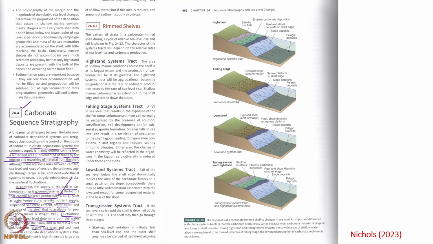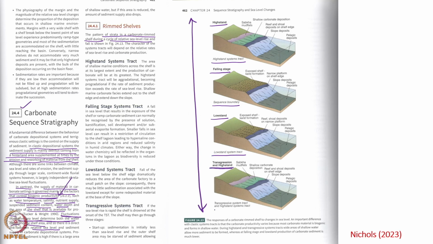We are going to see now the pattern of strata in a carbonate rimmed shelf during cycles of relative sea level rise and fall in this figure. We are going to consider a high stand, a falling stage, and the corresponding high stand systems tract, sequence boundary, respectively low stand and the corresponding low stand systems tract, transgression and high stand and its corresponding transgressive systems tract and high stand systems tract.